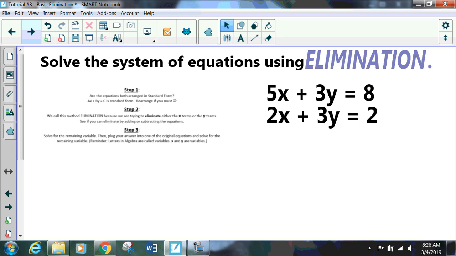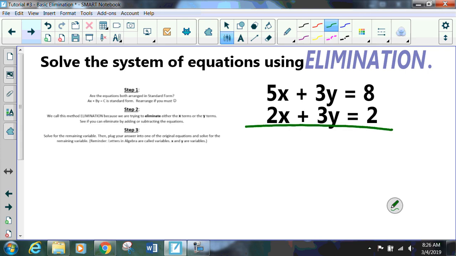So when I look at this one, it's in standard form, so step 1 is correct or done. Step 2 says we can either add or subtract. If I add, nothing's going to cancel out, right? If I add these two, I'll get 7x and I'll get 6y. Nothing's going to cancel out. So instead of adding, I'm going to go ahead and subtract.